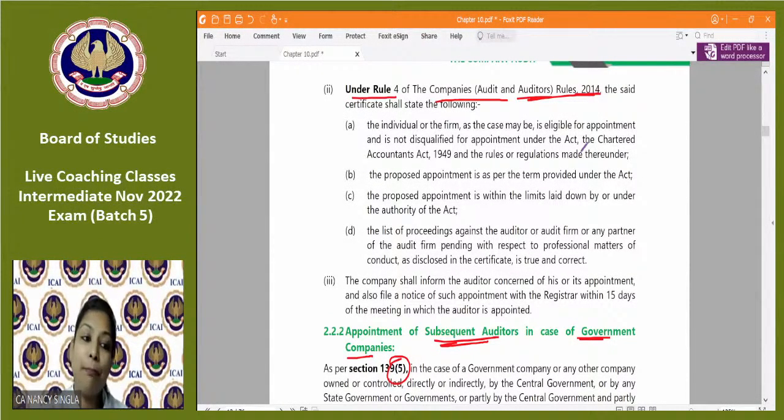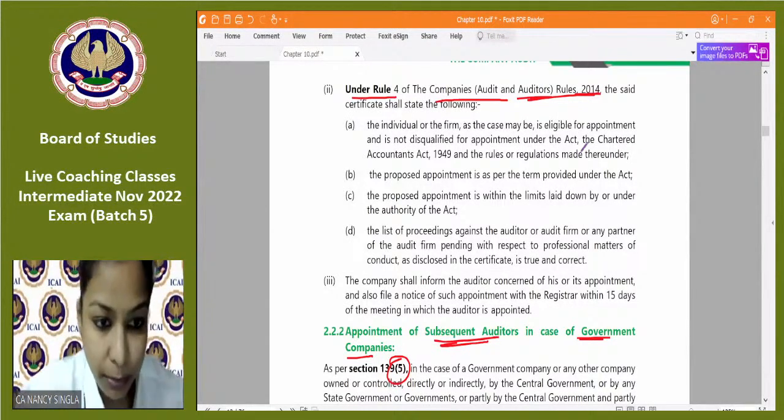Then कंपनी के ऊपर क्या रिस्पॉन्सिबिलिटी है? When an auditor has been appointed, उसको बताएंगे ना कि भाई अब आप अपॉइंट हो गए हो, 20 के लिमिट में काउंट कर लेना, you have been appointed, ठीक है? और किसको बताना है? आरओसी को, within 15 days of meeting in which the auditor is appointed.